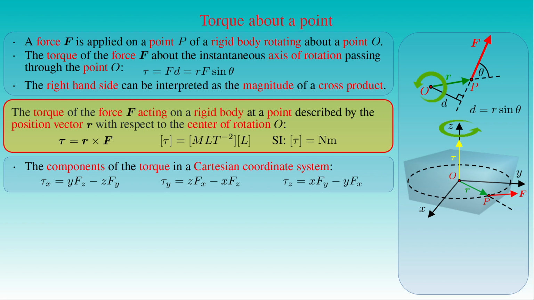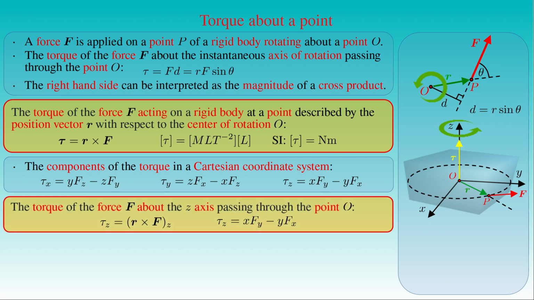By applying the definition of torque as a vector, we can also state that the torque of an arbitrary force F about an axis passing through the point O is given by the component of the torque τ parallel with the axis of rotation. Since we have chosen the Cartesian coordinate system such that its z-axis is the instantaneous axis of rotation, the torque of the force F about the z-axis passing through the point O is equal to the z-component of the torque τ, which can be written as the z-component of the cross product of the position vector r of the point of application P and the force F. In other words, it is given by the x-coordinate of the point P times the y-component of the force F, minus the y-coordinate of the point P times the x-component of the force F.